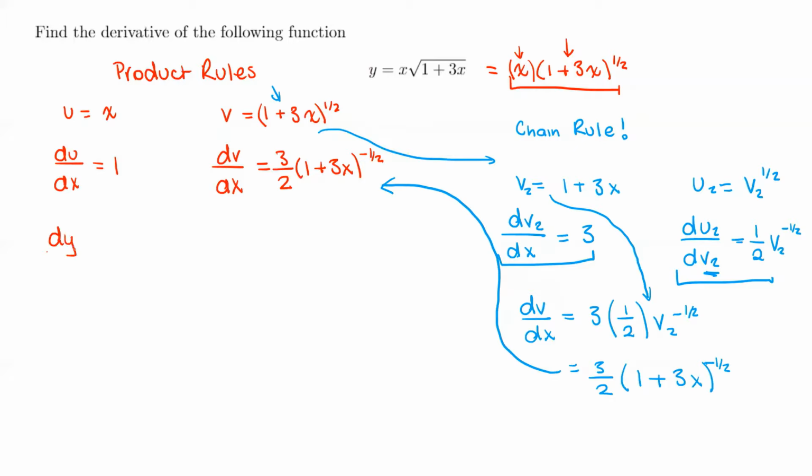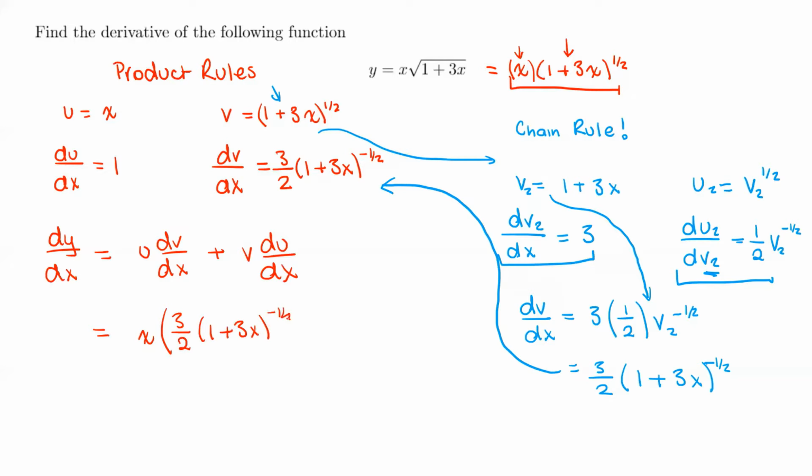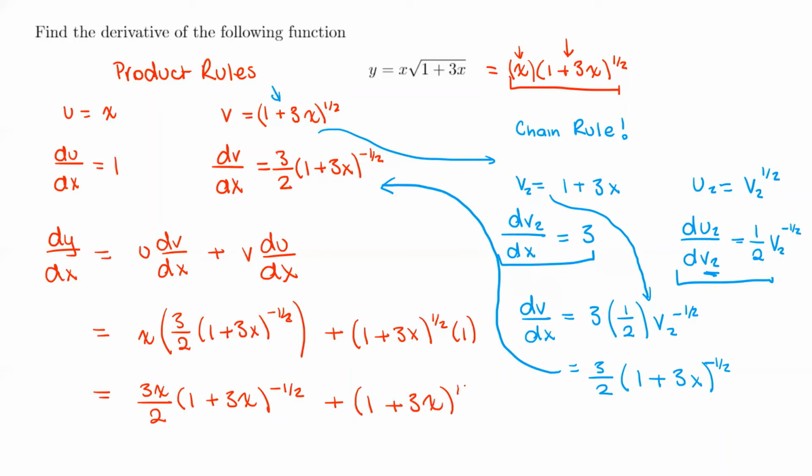And remember, our product rule will tell us dy/dx is simply equal to u dv/dx plus v du/dx. And if we substitute everything in there, we're going to get u, which is x, multiplied by 3 over 2, 1 plus 3x to the power of minus a half, because that's what we have for dv/dx, plus v, which is 1 plus 3x to the power of a half, multiplied by du/dx, which is just equal to 1. So we can tidy up a small bit maybe and just write it as 3x over 2, 1 plus 3x to the power of minus a half plus 1 plus 3x to the power of a half.